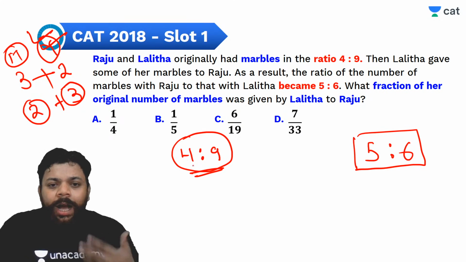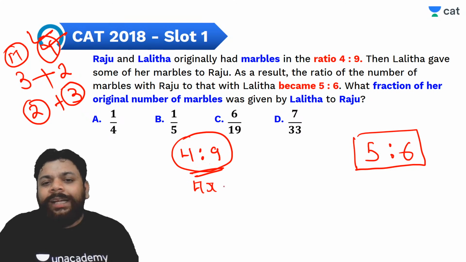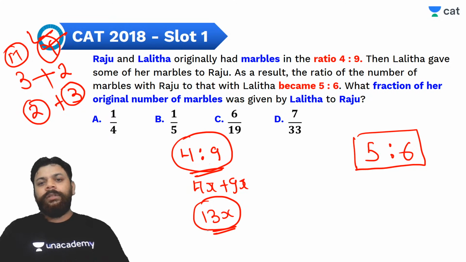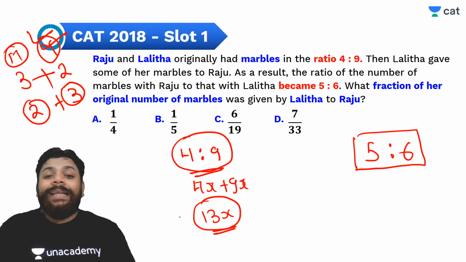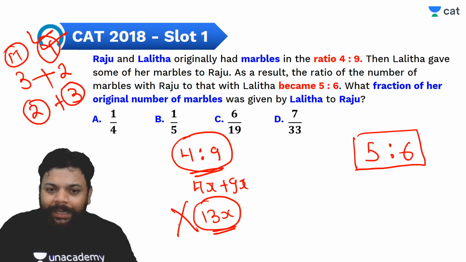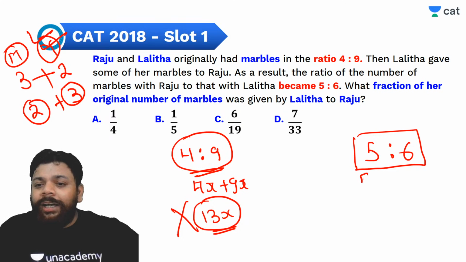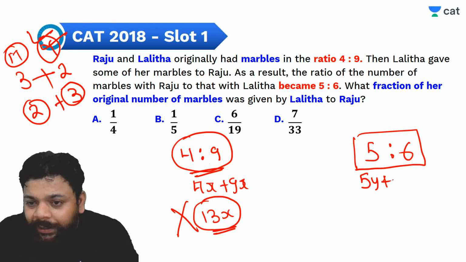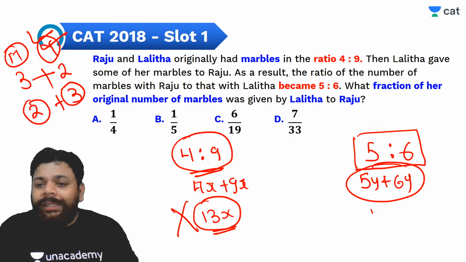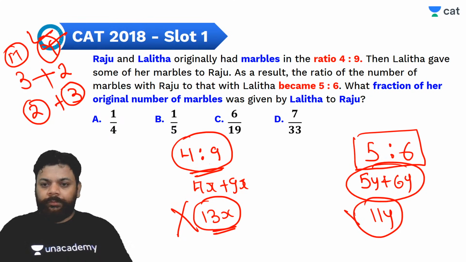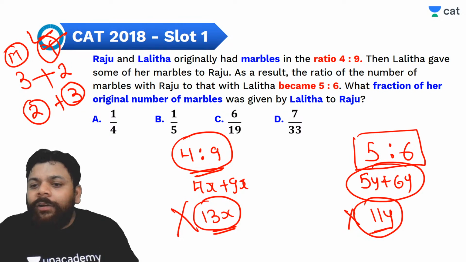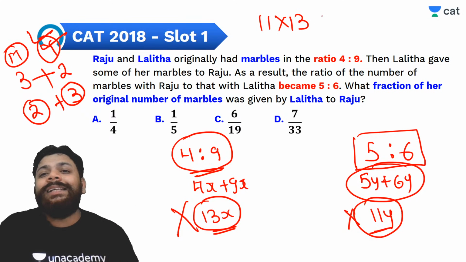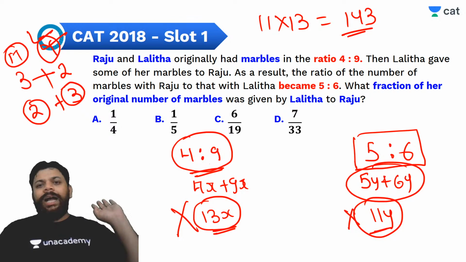That's the reason here also, if I assume 4x and 9x, 13x must be the total number of marbles. That means the total must be a multiple of 13. Similarly, after giving some marbles to Raju, if the ratio is 5:6, I can assume 5y and 6y, that means the total must be 11y. So this must be a multiple of 11. So the easiest number that is a multiple of 11 and 13 is 143. I hope this much is clear.